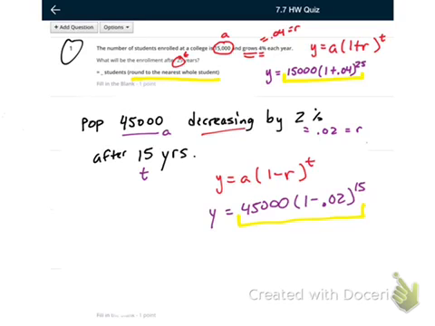And I believe in this problem, they want you to round to the nearest person. So make sure you're rounding correctly, and you should be okay. Go through the homework quiz. You have multiple attempts. If you have any other questions, make sure you send a Schoology message.